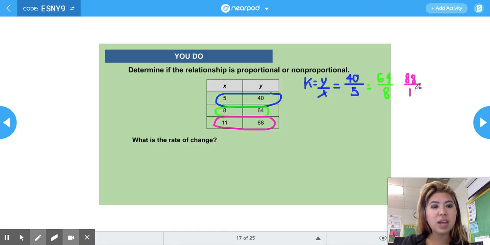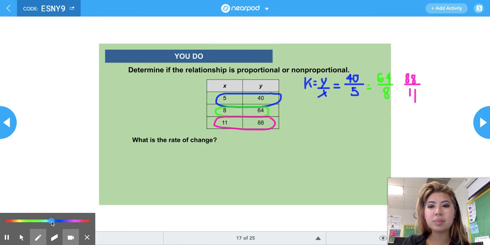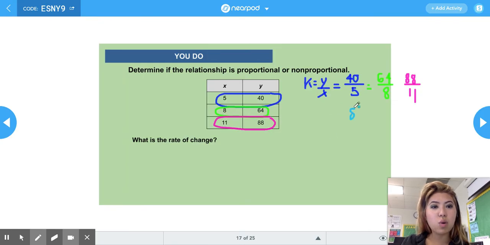And when we divide 40 divided by 5, we get 8. 64 divided by 8 is 8. And 88 divided by 11 is 8. So we can see that they're all equal to each other. So that makes this table proportional. And our rate of change is going to be that 8.